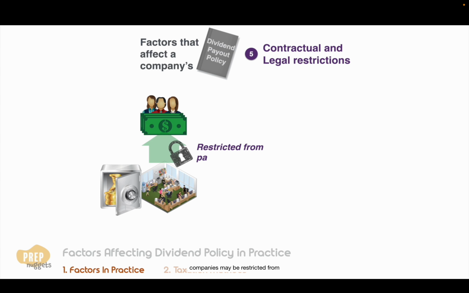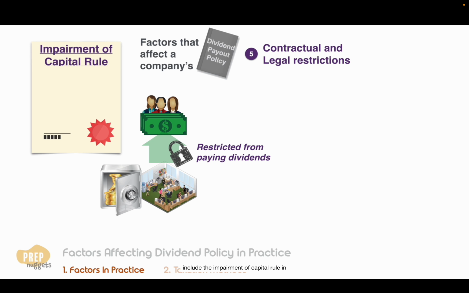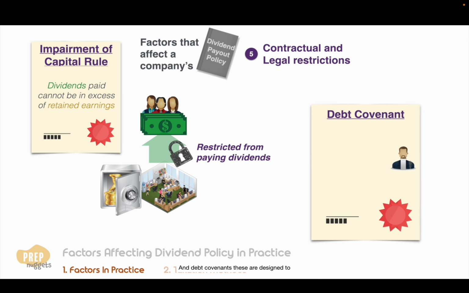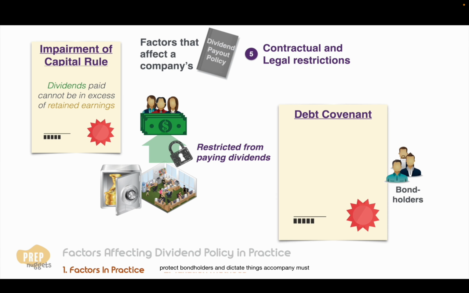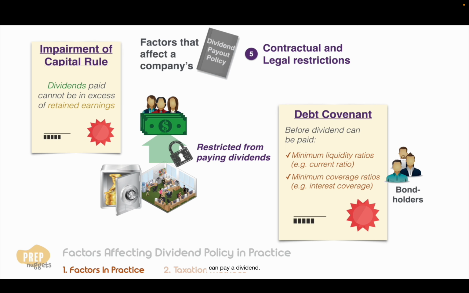Some companies may be restricted from paying dividends either by legal requirements or by implicit restrictions caused by cash needs of the business. Common legal and contractual restrictions on dividend payments include the impairment of capital rule. In some countries, dividends paid cannot be in excess of retained earnings. And debt covenants. These are designed to protect bondholders and dictate things a company must or must not do. Many covenants require a firm to meet or exceed a certain target for liquidity ratios and coverage ratios before they can pay a dividend.